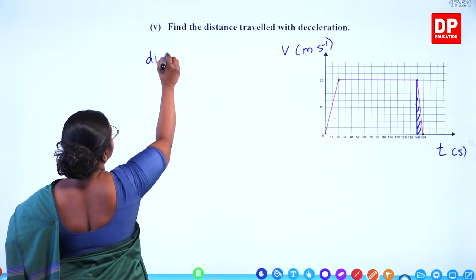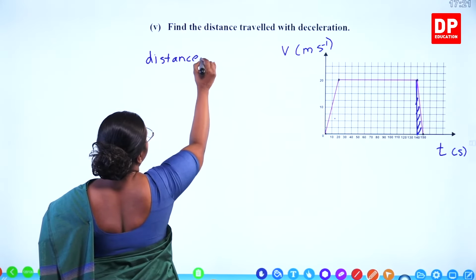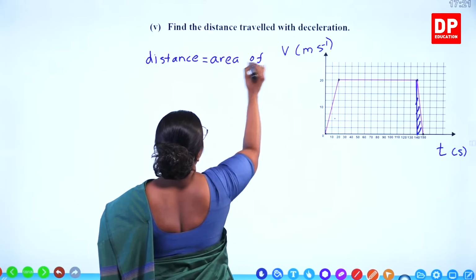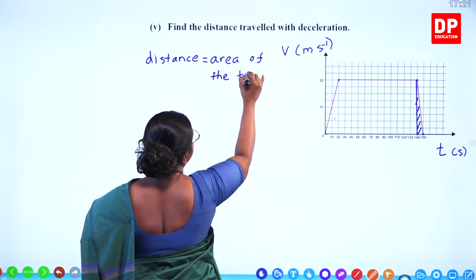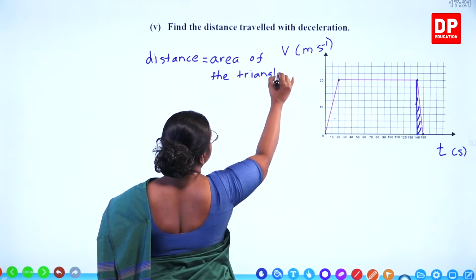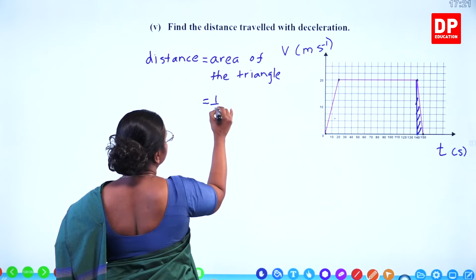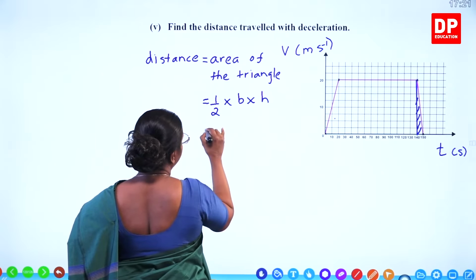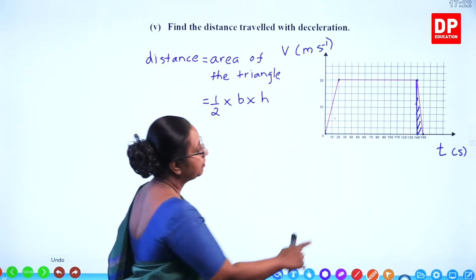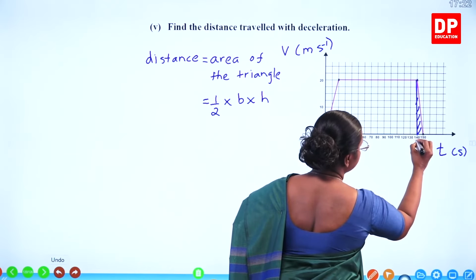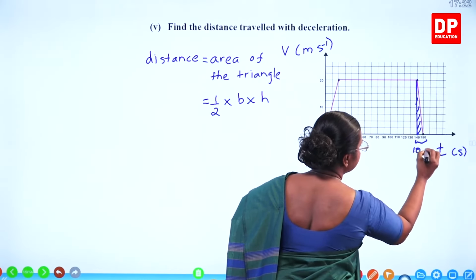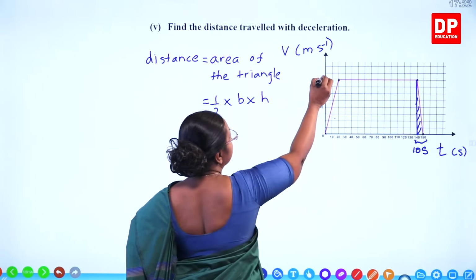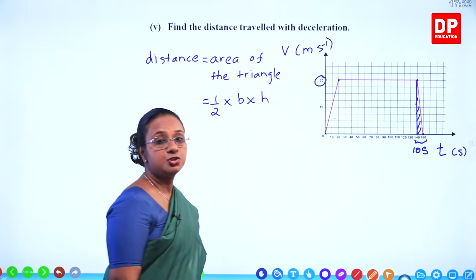Distance is equal to the area of the triangle. That is equal to, you know very well by now, half into base into height. To find the base, we have to calculate the value here. It is known to you, 10 seconds, 140 to 150 seconds, and the height is 20.